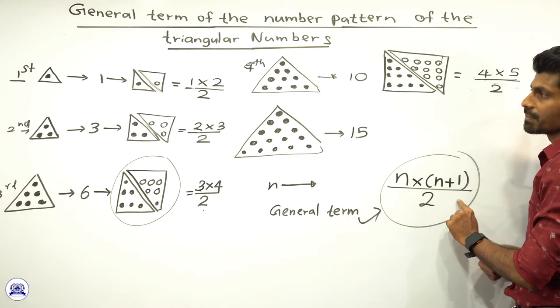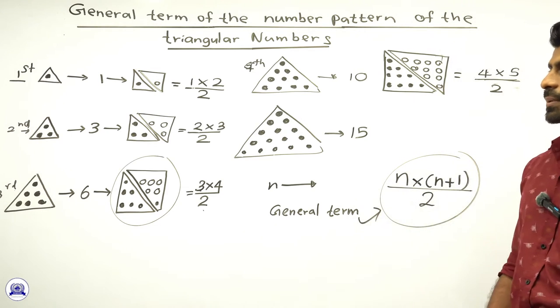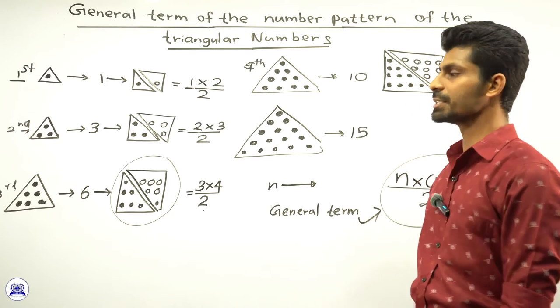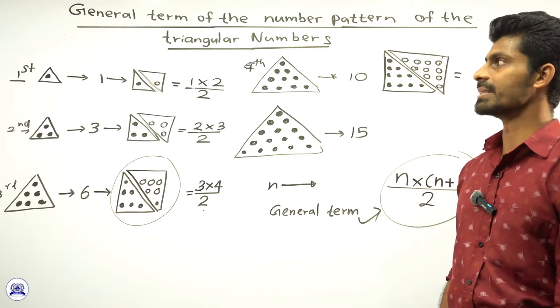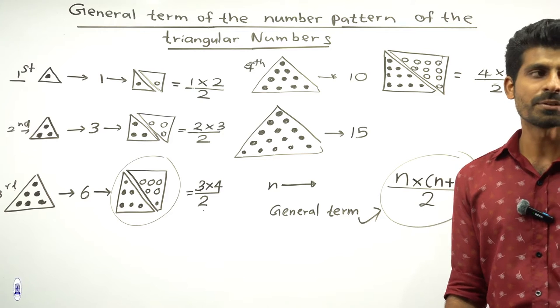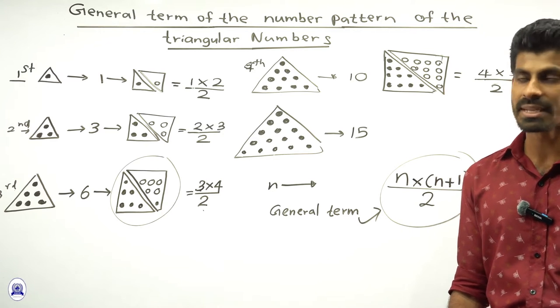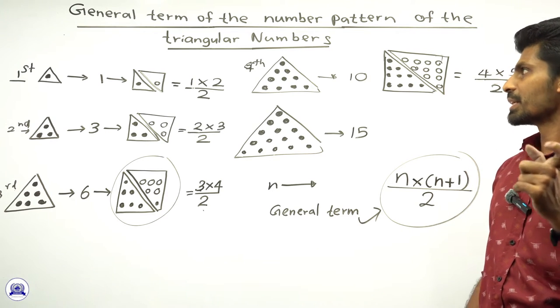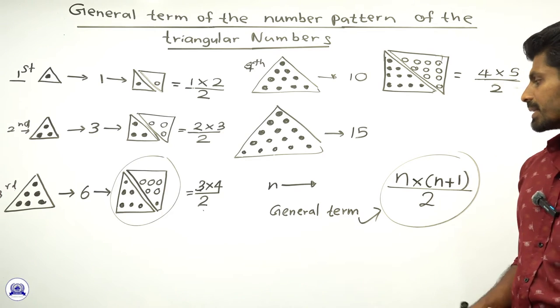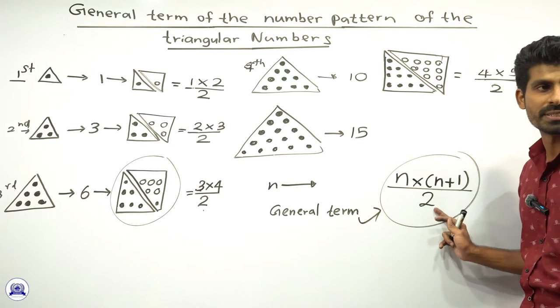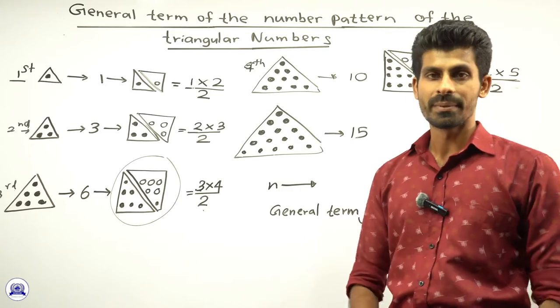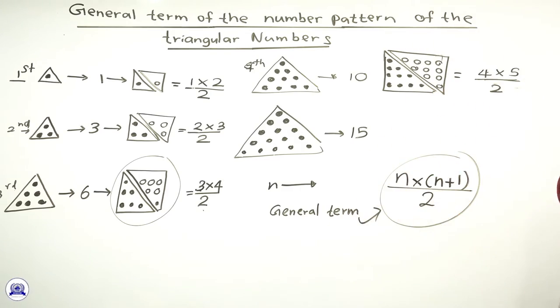N times n plus 1 divided by 2. Likewise, you can note it down. Then you need to keep that one in your mind: how to find the triangular numbers. The general term of the triangular numbers is n into n plus 1 divided by 2. Just quickly note it down.